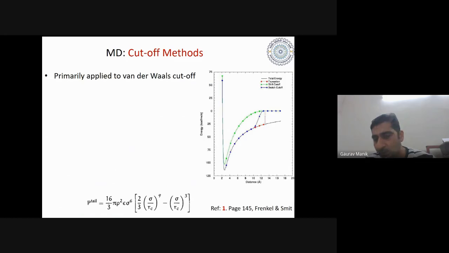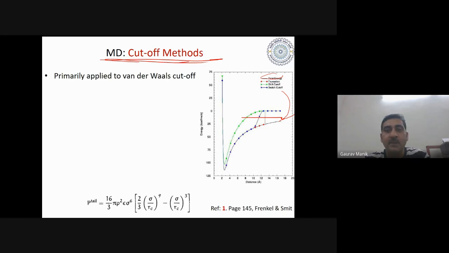Now the next concept is the use of cutoffs. How and why do you use the cutoffs? This is primarily applied to the van der Waals cutoff. The van der Waals curve, if you see the real plot, is the one which I've shown in black over here, which is this one. Actually it will go like this, and it will probably touch zero at about 25, 30 angstrom or something around that.